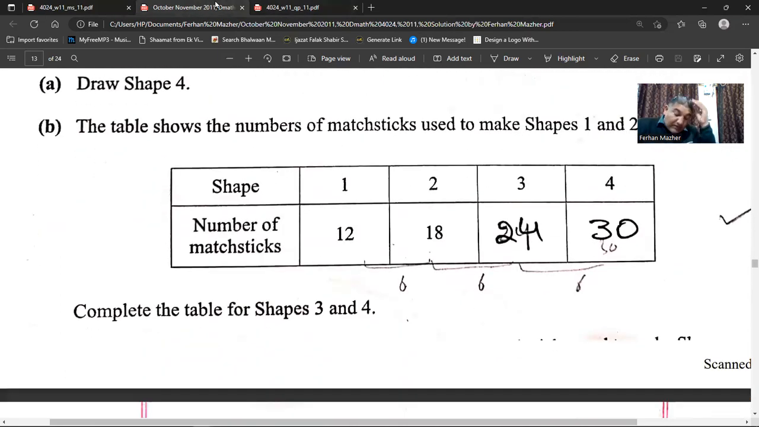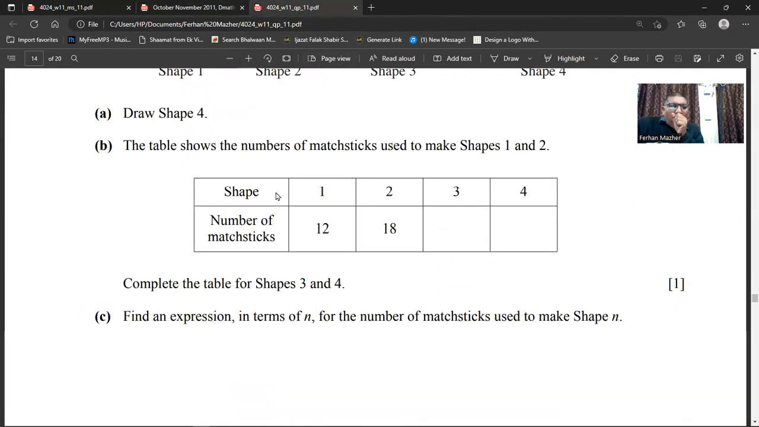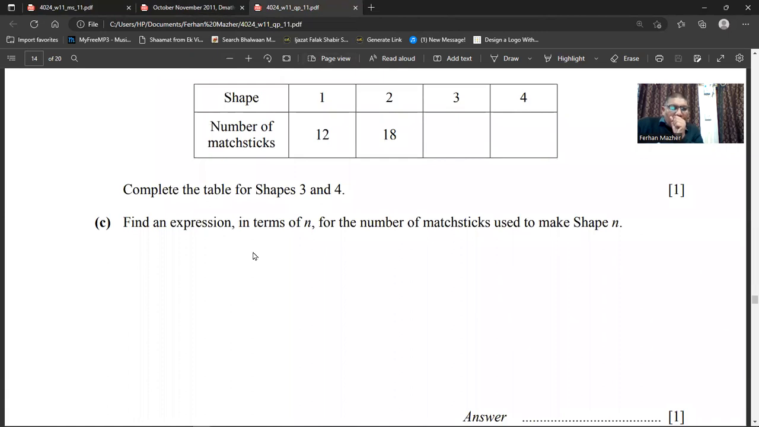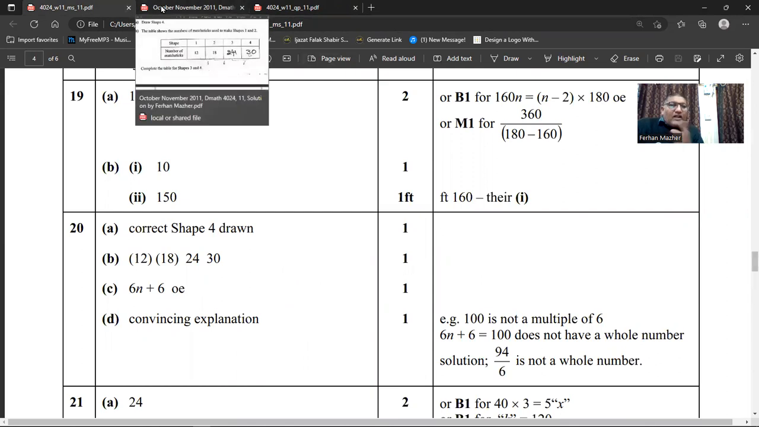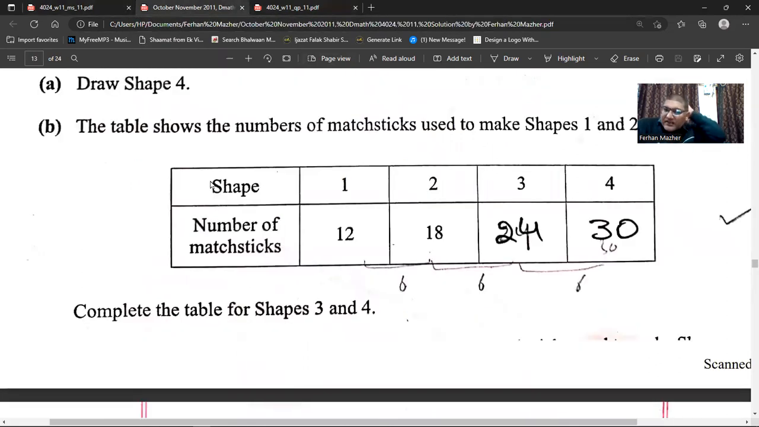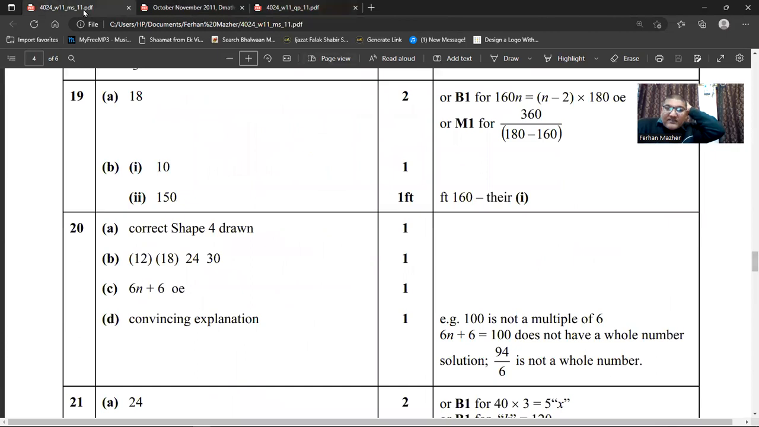So we have to complete that table. 12, 18, 24, and 30. That's the right answer, sir.